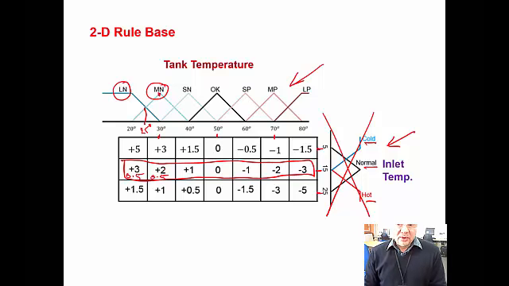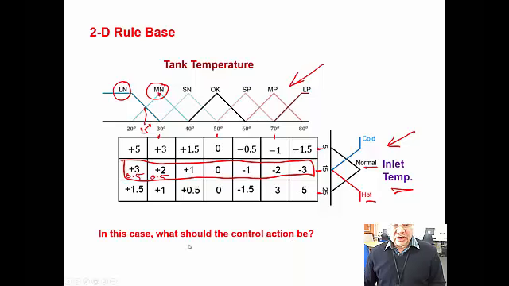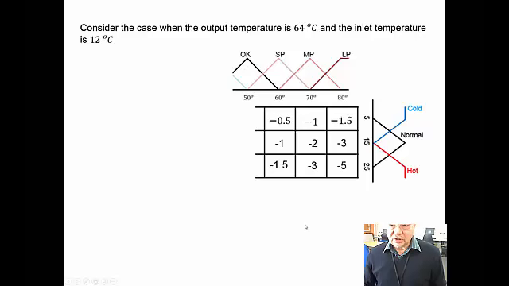The difficulty now is we have this inlet temperature. So we have values, and how can we combine the values coming from the two membership functions to yield one action, which is going to be the control action going to the valve? This is illustrated in the following. In this case, what should the control action be? So we're considering here just a part. I didn't want the full table and the full membership functions.